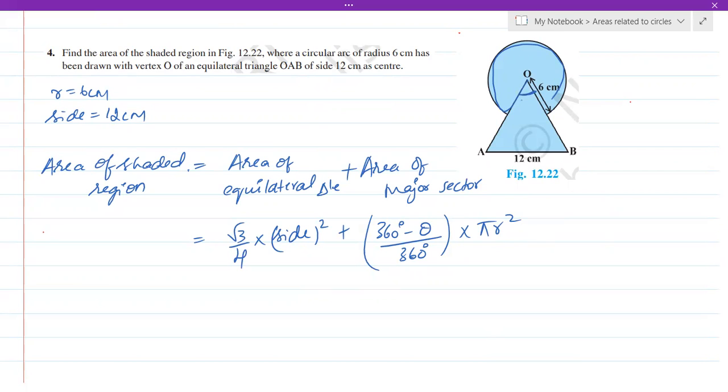Okay, what is the theta? It is 60 degrees. Why? Because OAB is an equilateral triangle. All the angles will be how much? 60 degrees, right? So theta is equal to 60 degrees.